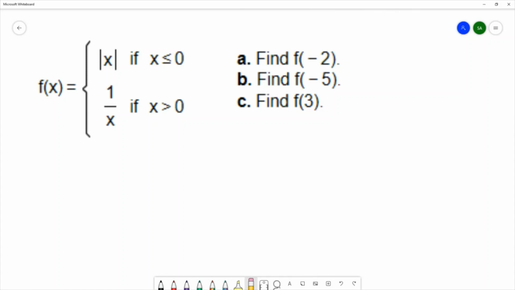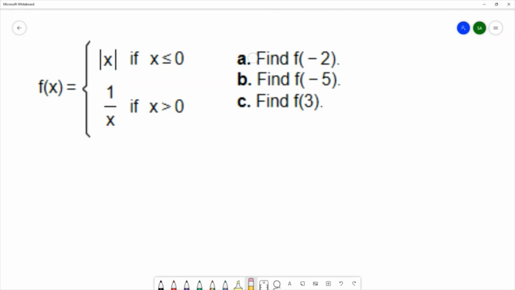On this question, we're given f of x equals this piecewise function. You can see by the curly braces, we have two different equations. One equation is the absolute value of x, and the other equation is 1 over x. And then we're given some guidance here on when to use each one of these equations. In this one, it says if x is less than or equal to 0, we're to use the absolute value equation. If x is greater than 0, we're going to use this reciprocal function 1 over x.